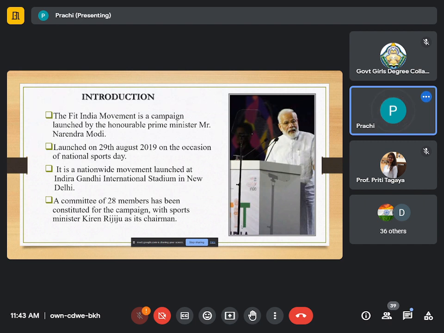The movement focuses on encouraging and promoting healthy living habits in the citizens by developing an active lifestyle among the people. A committee of 28 members has also been constituted for the campaign and for meeting its objectives. Currently, the chairman of the movement is our sports minister.